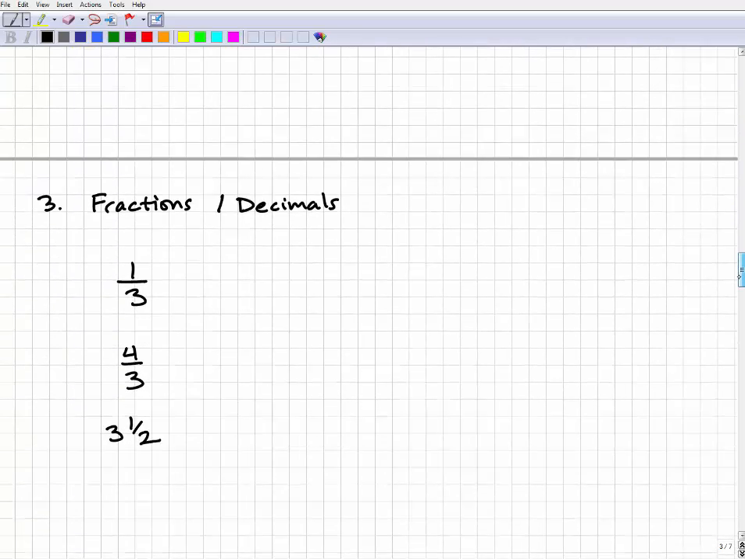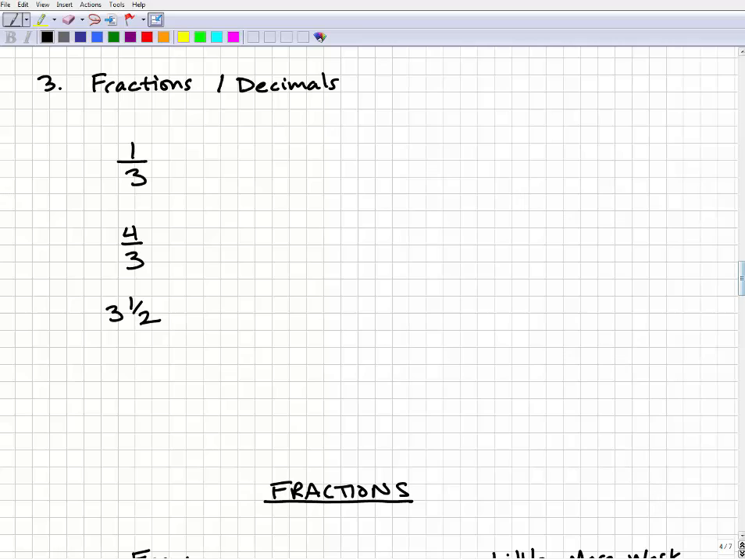All right, let's take a look at fractions and decimals, and I'll try to make this as painless as possible. So here I got some fractions written. Almost all of you have seen fractions. Here we have 1/3, 4/3, and 3 1/2. These are three different types of fractions: a proper fraction, an improper fraction, and a mixed number.